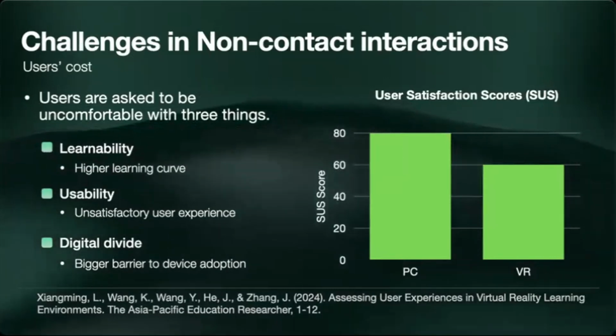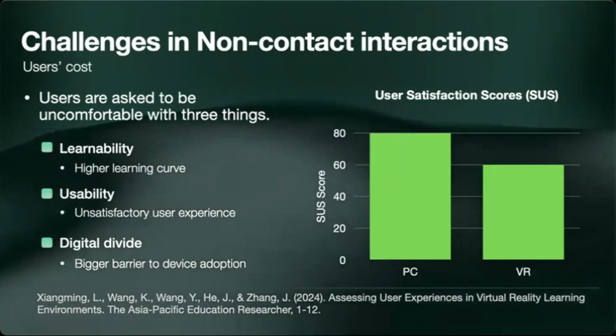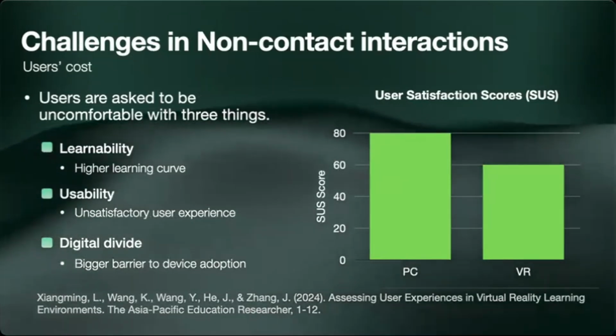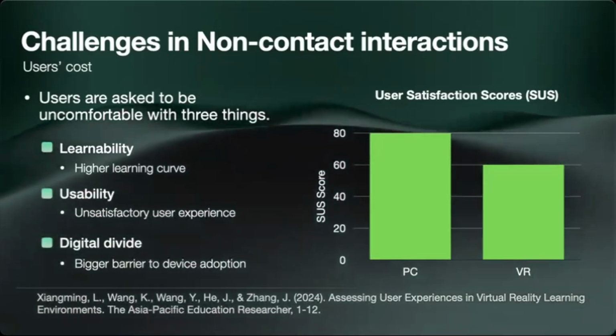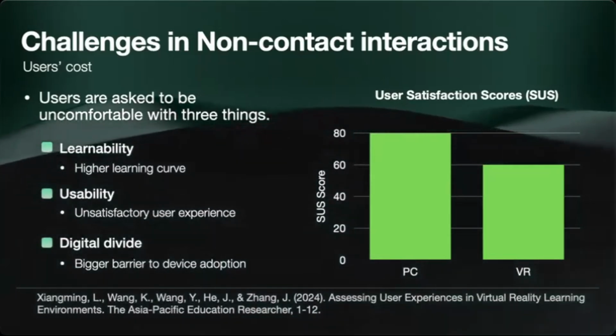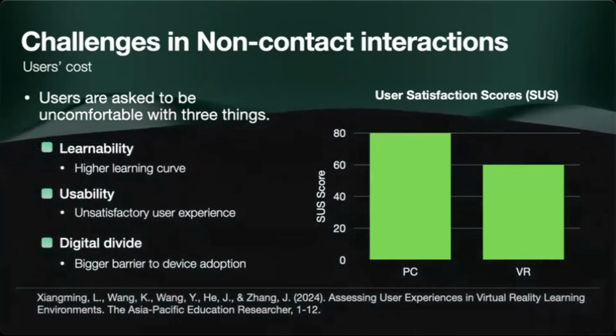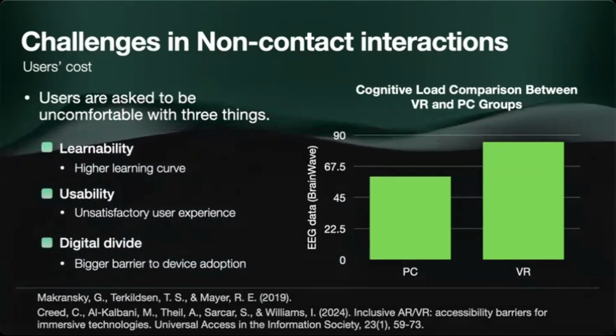Usability refers to how intuitive and satisfying users find the system. And the bar chart on the screen compares the usability scale using questionnaire between PC and VR. The results show computer systems score around 75 on average, indicating a satisfactory level of usability, while VR lags behind at 55.